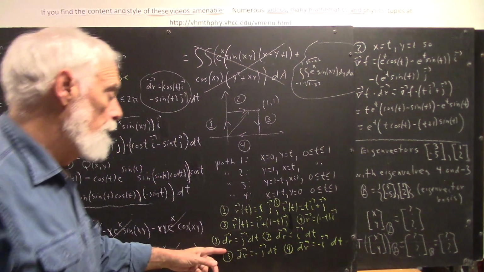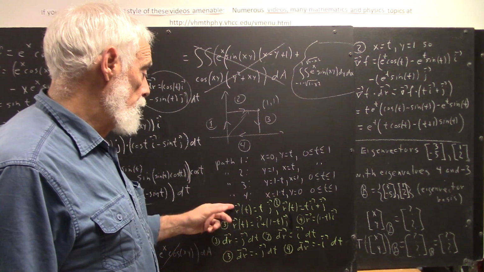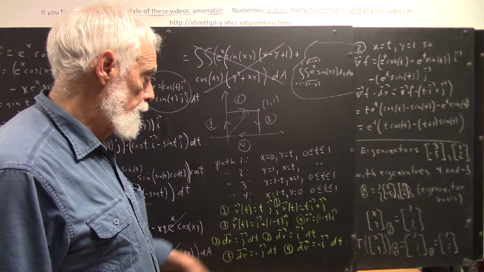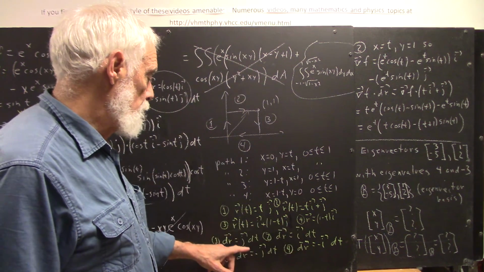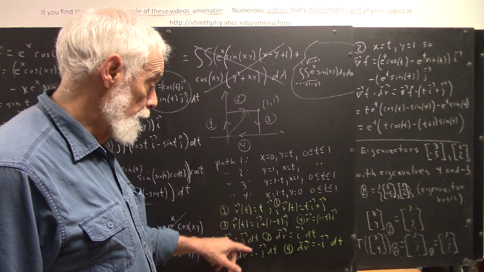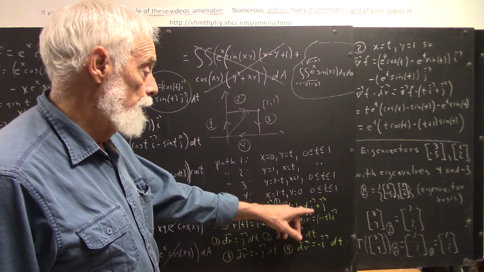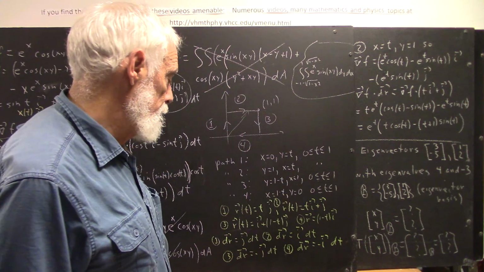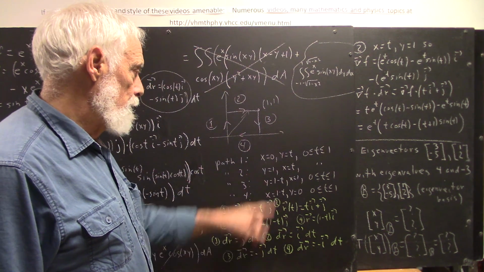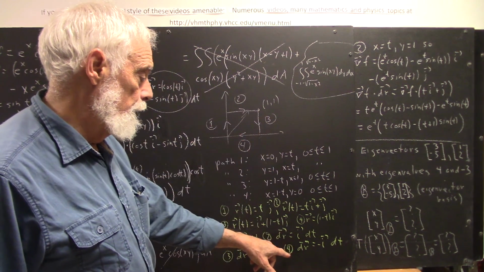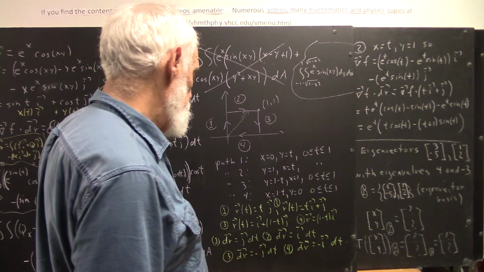So what's our dr for the first interval? Well, we just do dr for each of these, and I'll read them to you. Derivative of this is just plain old j, so it's j dt. Derivative here is just plain old i, so it's i dt. On 3, it's negative j dt. On 4, it's negative i dt.